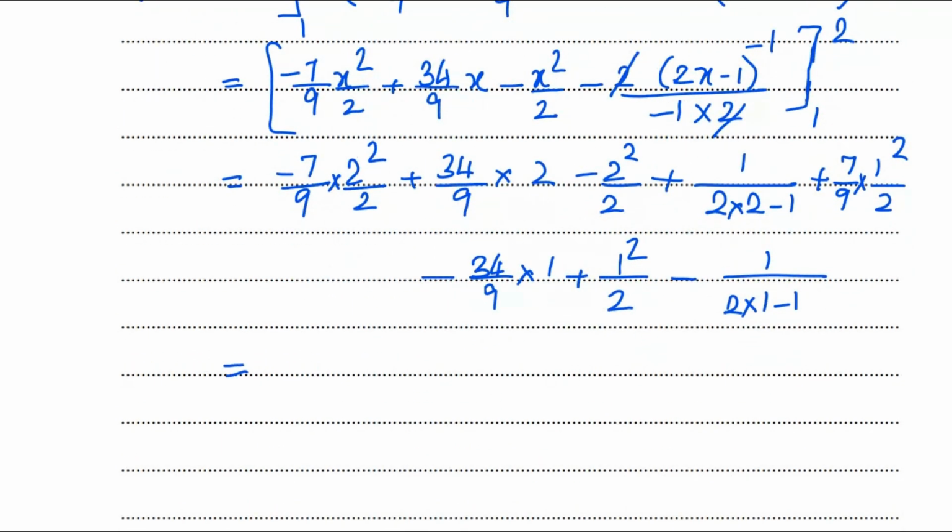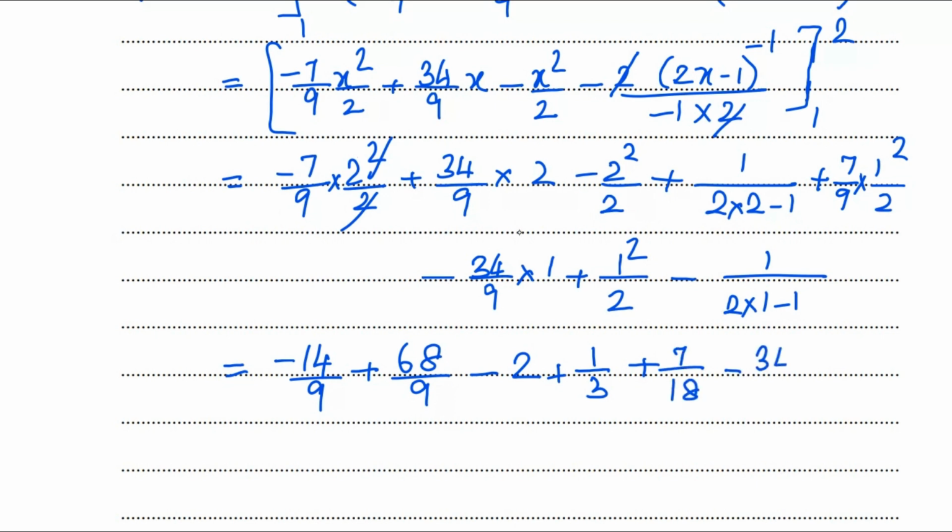Let's simplify this one. We get negative 7 times 2 square divided by 2. So this will get cancelled. So negative 14 over 9 plus 68 over 9 minus 2, and this will be 1 over 3 plus 7 over 18 minus 34 over 9 plus 1 over 2 minus 1.